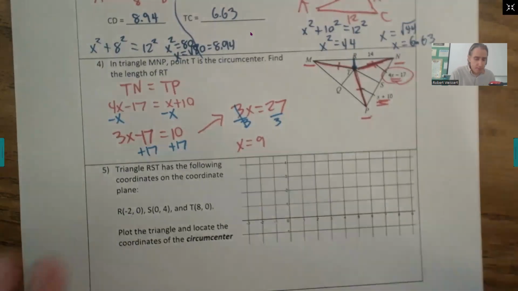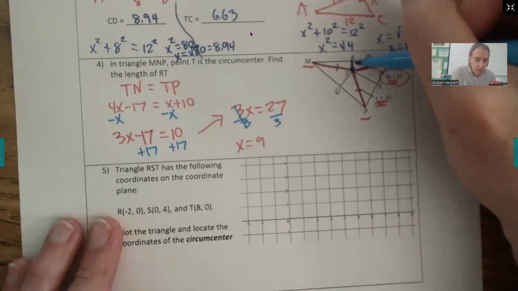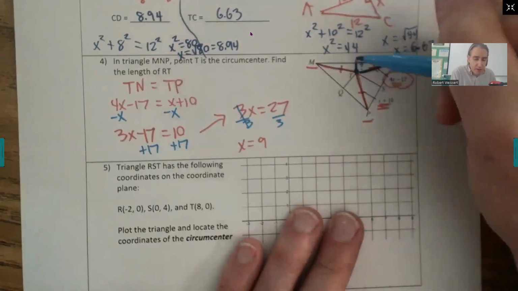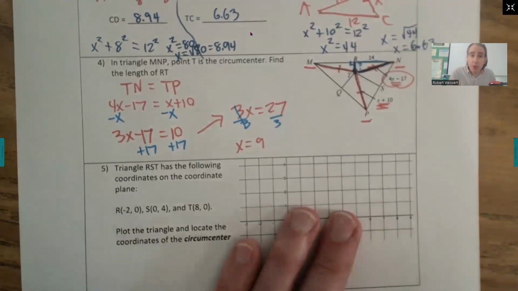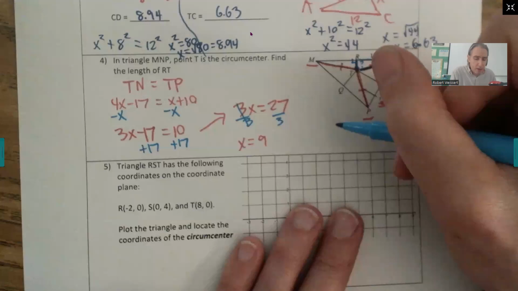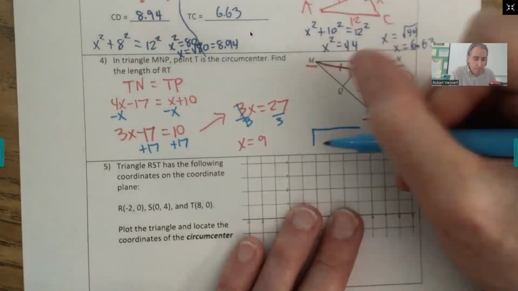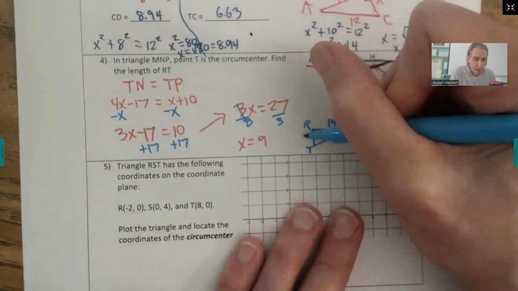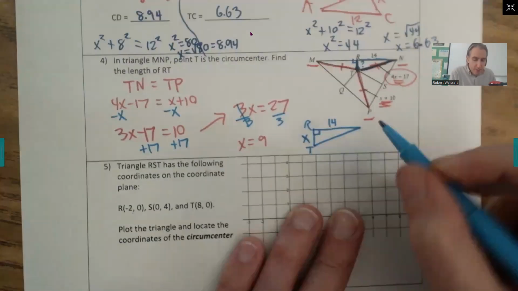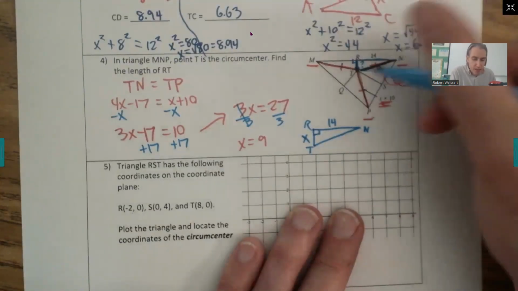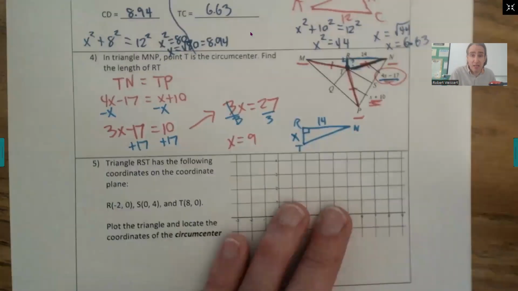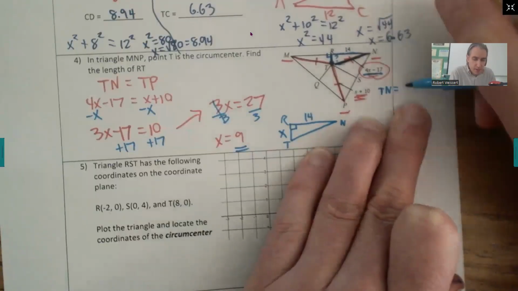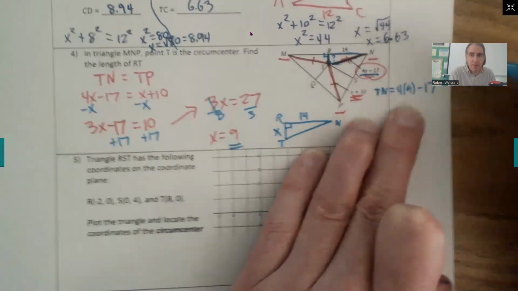Now, I want to know RT. RT is this length right here, like I said over here. And the only way I can get that is if I know this side of the triangle. I know I have 14 here, and once again, these are going to form a right angle because it's a perpendicular bisector. So I'm going to pull out that right triangle here. I have 14. I don't know RT, so I'll call that x. And I have an expression for TN, 4x minus 17. So I can actually plug in 9 for that x. And that's going to be 4 times 9 minus 17.